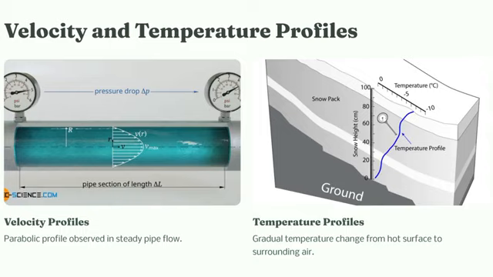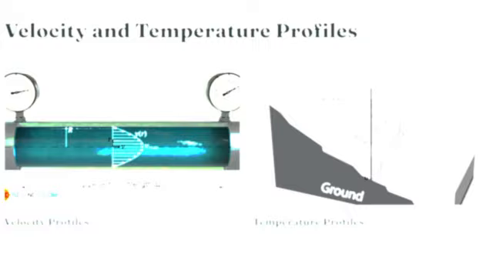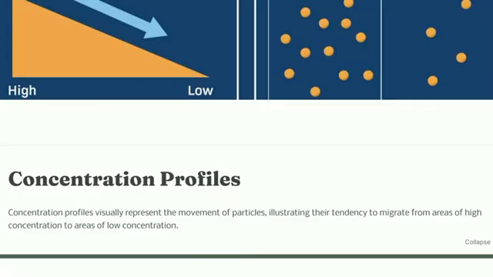Same goes for mass transfer. We create concentration profiles to see how particles move from high concentration to low concentration. And it all comes down to understanding how these profiles change with distance. That's why we use equations and boundary conditions to get accurate results.